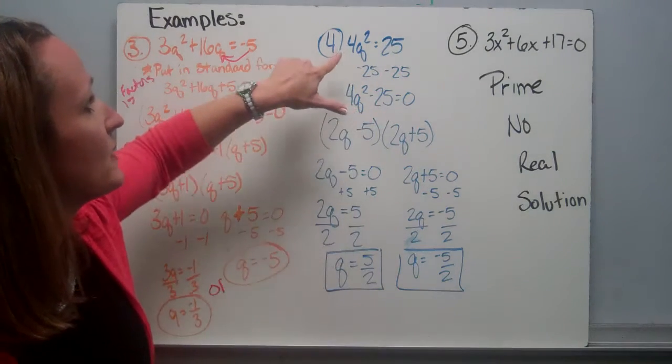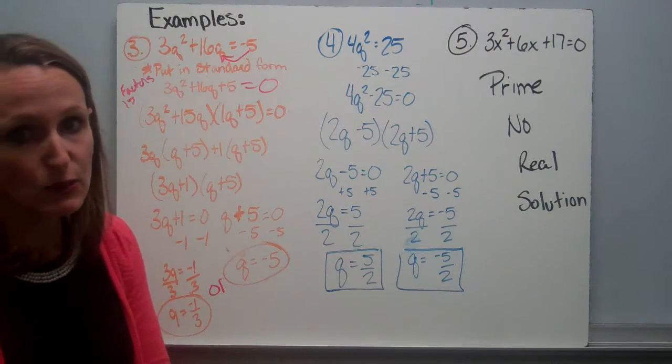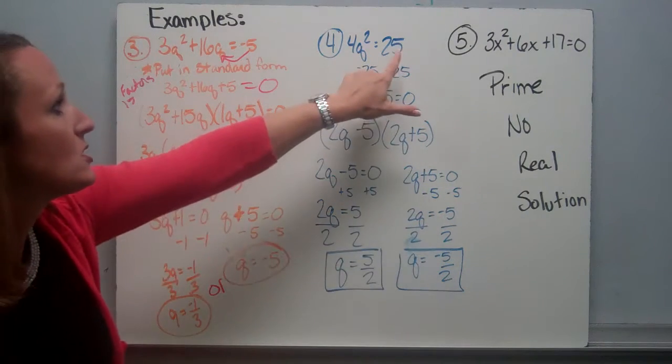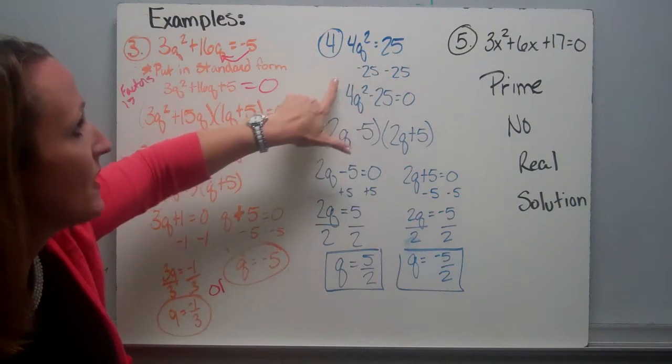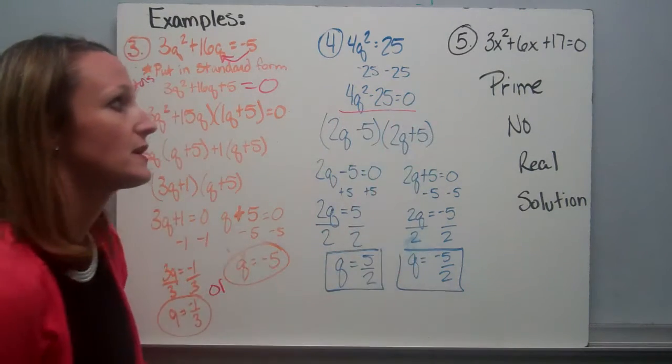Okay, what about this one? 4q squared equals 25. Remember, I need to set it equal to 0 before I can solve. So I'm going to subtract my 25 over here first so that I have a problem where I'm subtracting from 0.